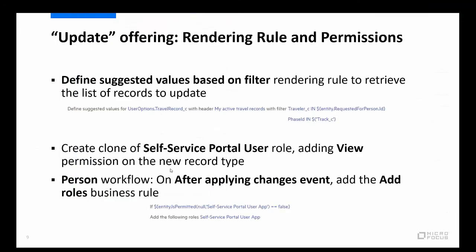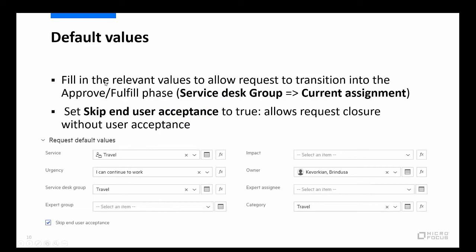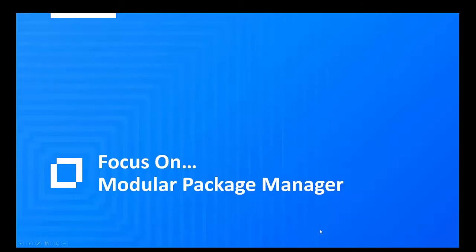Okay, so we have this in here, and with that said, the last slide I have here is the default values, right? So again, important to populate the service desk group, which triggers the population of current assignment, and then as well the set skip end user acceptance to true, which will allow the closure without acceptance. So with that said, we wrapped up the first section.